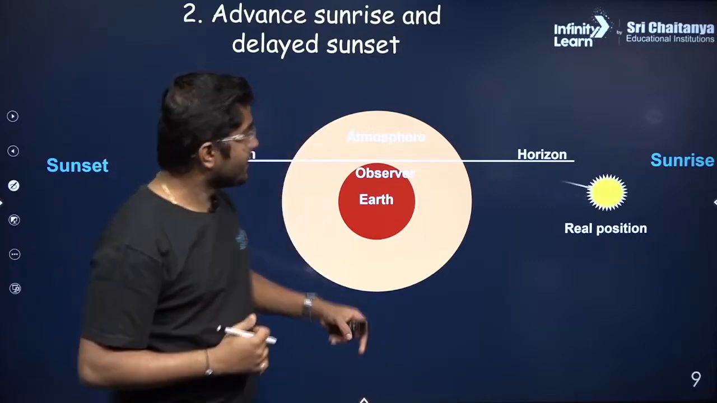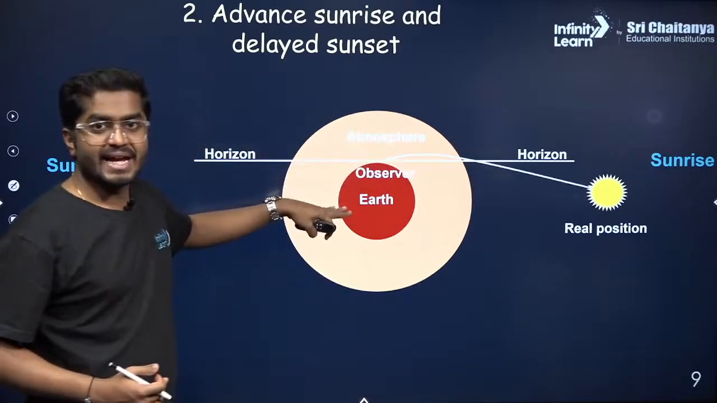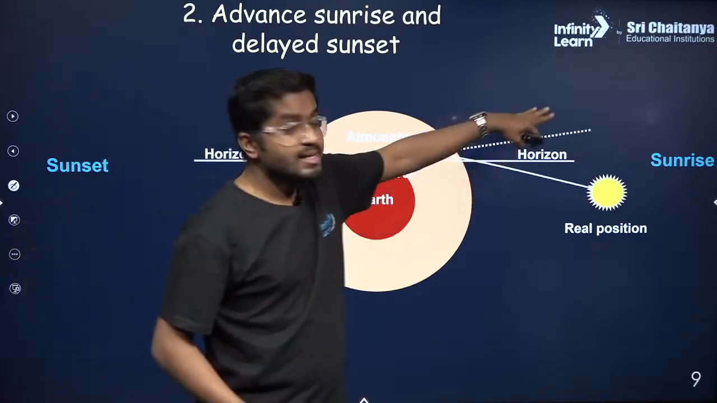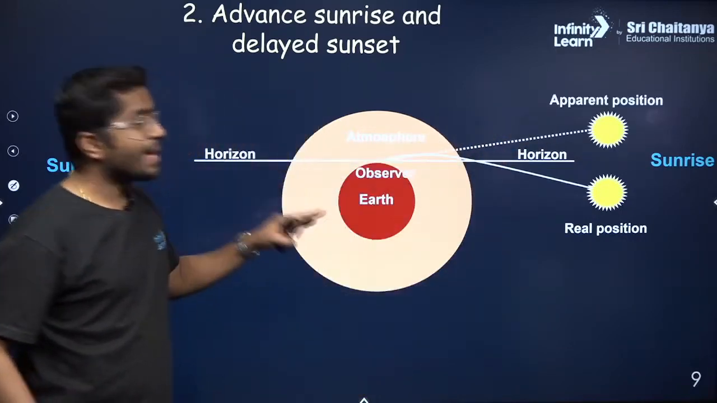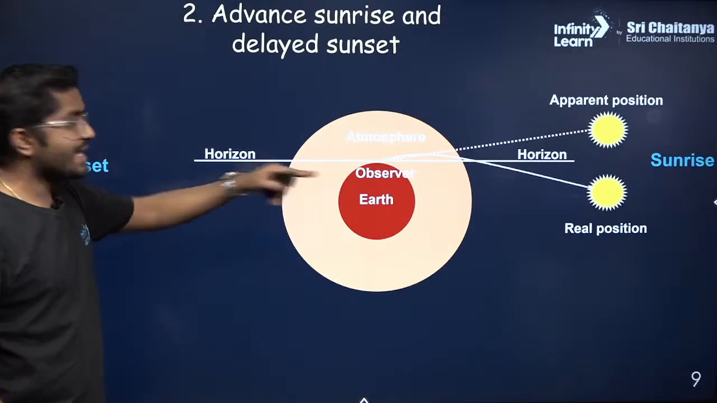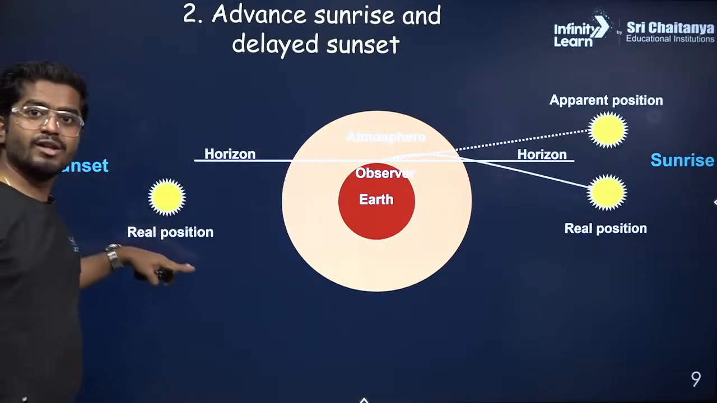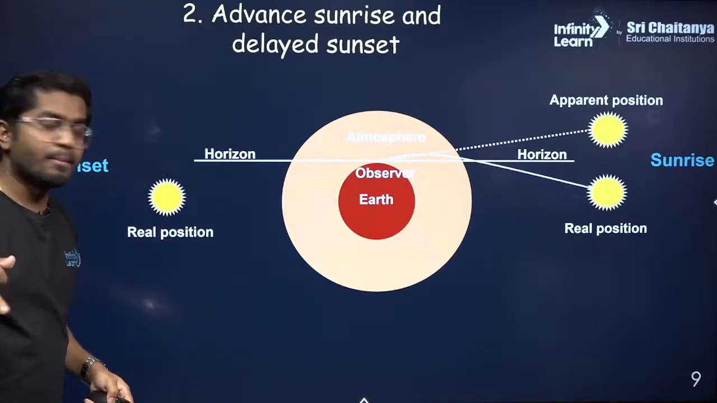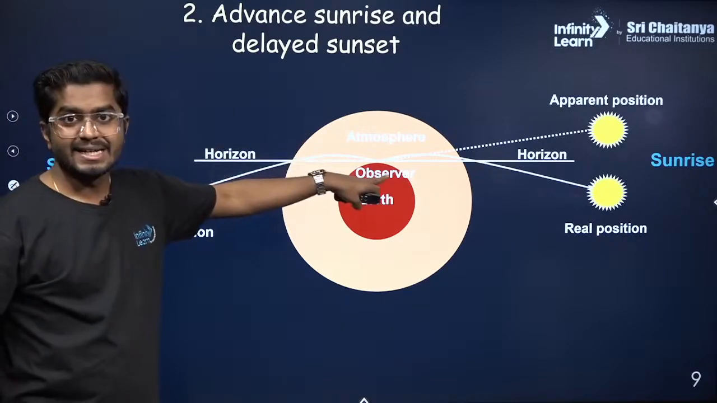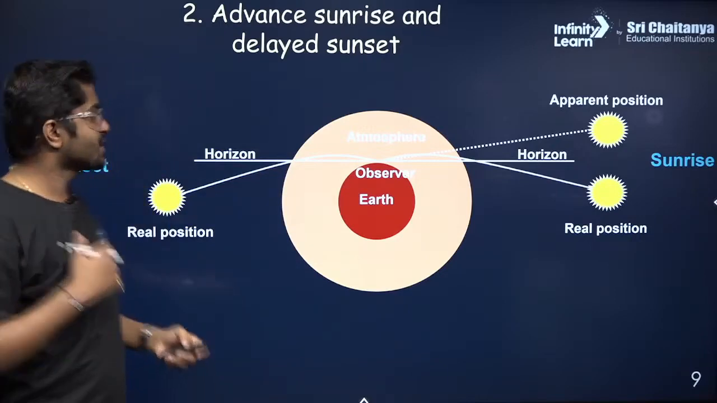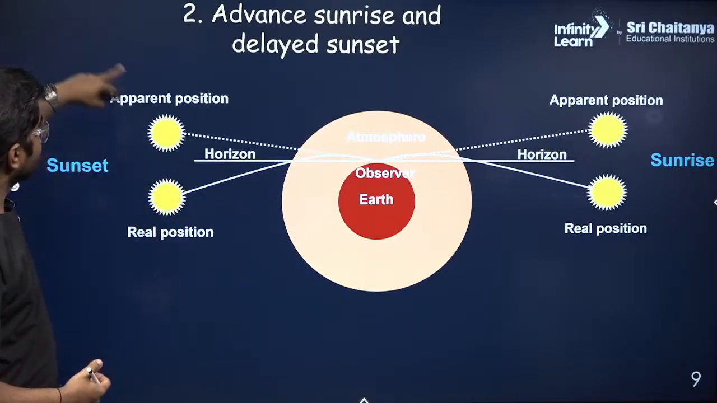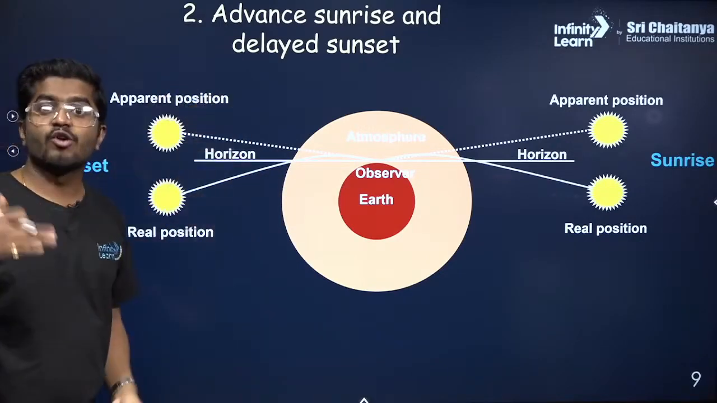But in reality what happens? Because of this bending of light, the sun will appear somewhere up. So there is an apparent position. And the same thing happens for the sunset. The sun has already gone below the horizon, but because of this bending of light, because of atmospheric refraction, the sun will appear above the horizon.